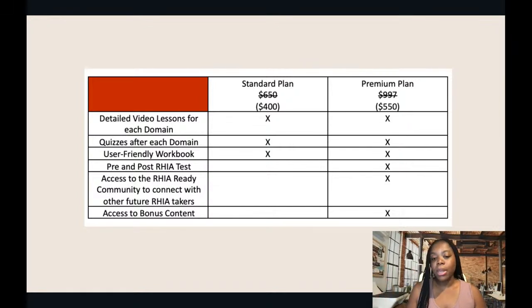So that is a premium package. The standard package is going to have the video lessons. It's going to have the quizzes. It's going to have the workbook, but you're not going to have access to that pre and post test. You're not going to get access to that community, and you wouldn't have access to that bonus content. So to answer that common question, those are the differences between the 2 plans.